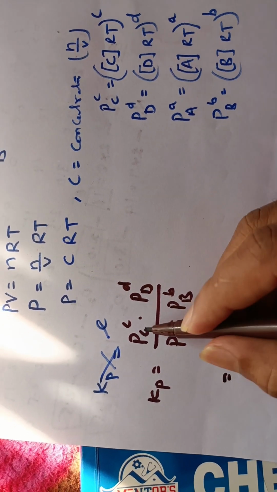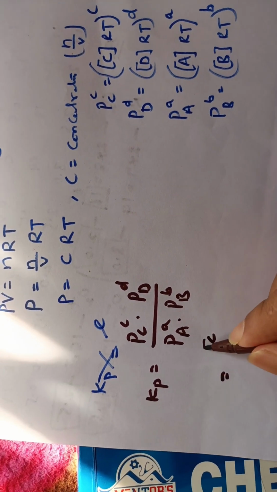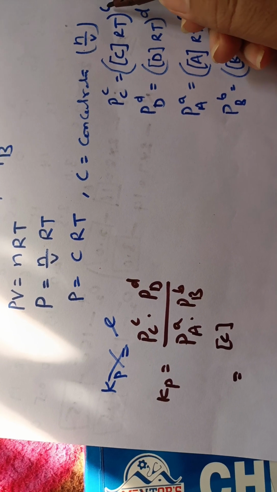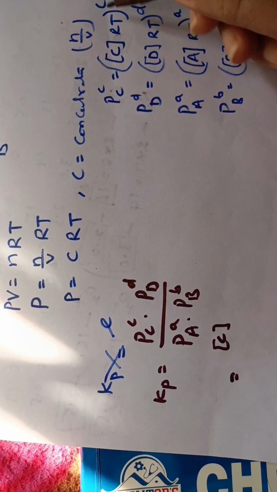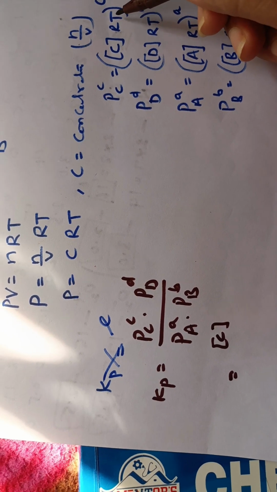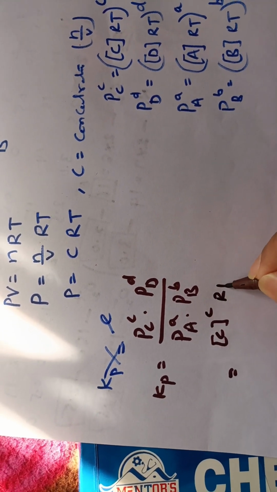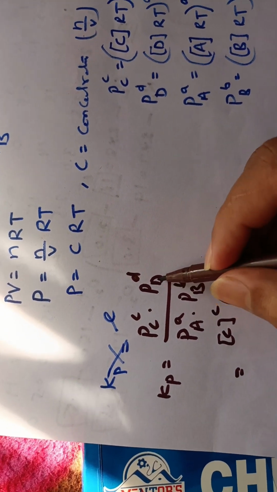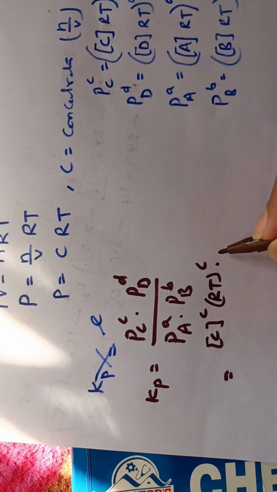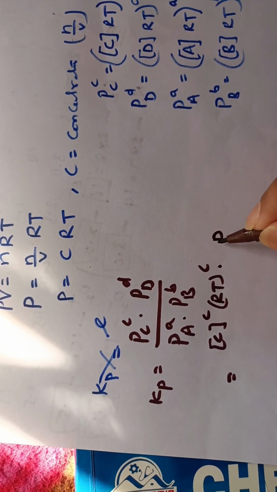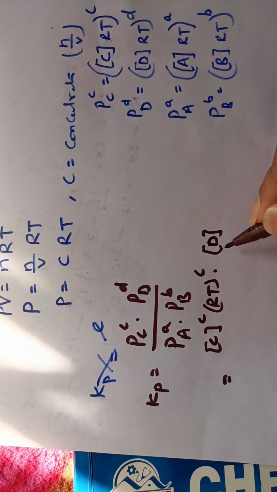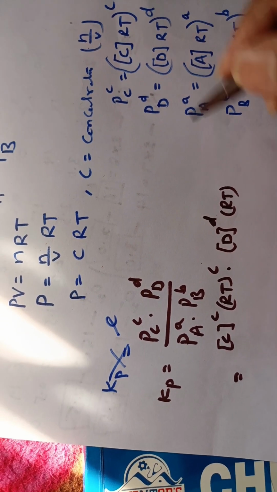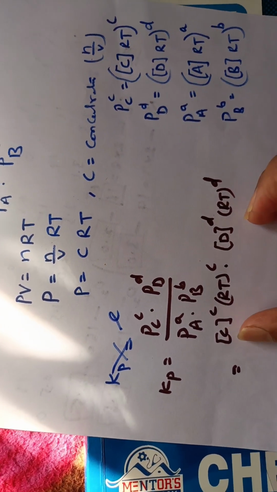So Kp equal to, what is Pc? Concentration [C]. I am writing separately. This is the [C]. This c belongs to this [C] and RT also. So [C] power c and RT power c. I separated them. Now pressure of D, this I am writing here. [D] concentration power d here, and RT power d. So these only I have written here.